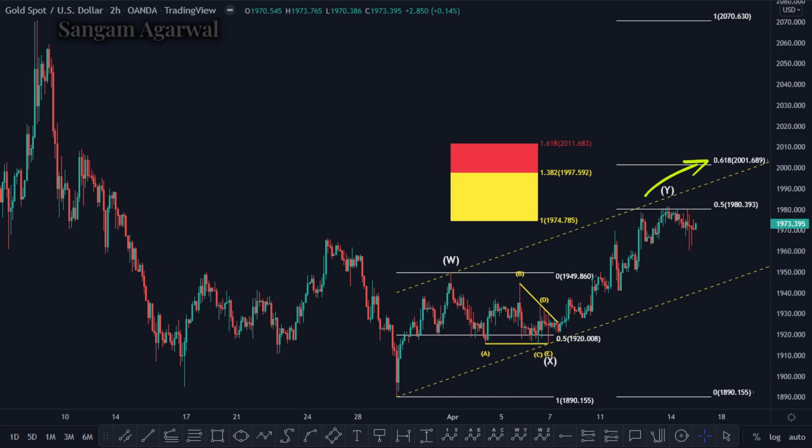Because this week we do not have any major economic data, either it can make a sideways correction or test support or resistance.